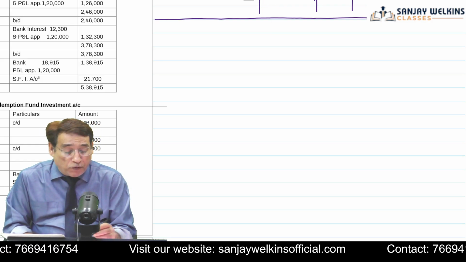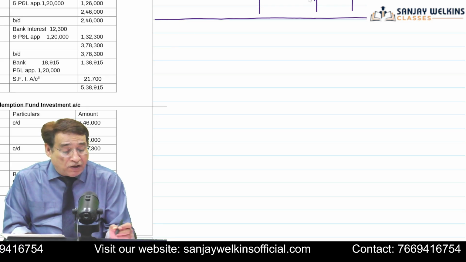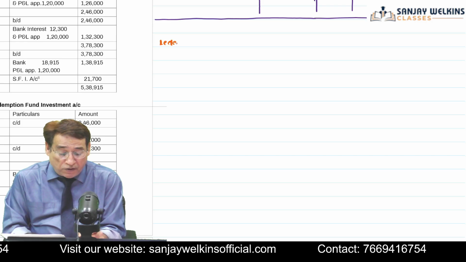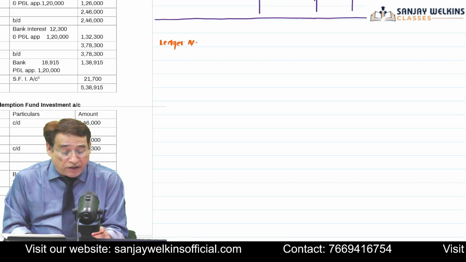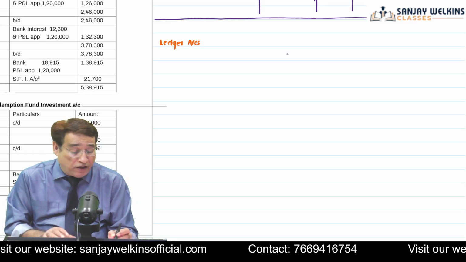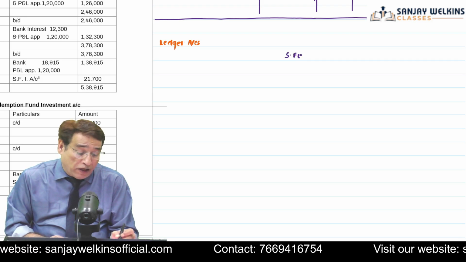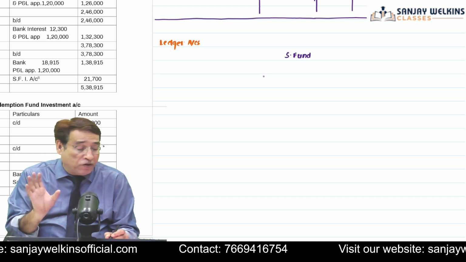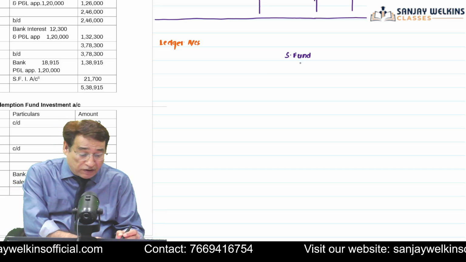So now we are supposed to prepare, as I told you, some ledger accounts also. So what are the necessary ledger accounts in this case? There are 2 main accounts as we have already seen. One is sinking fund account. Sinking fund account is also known as debenture redemption fund account. So you are going to prepare a sinking fund account first, correct?